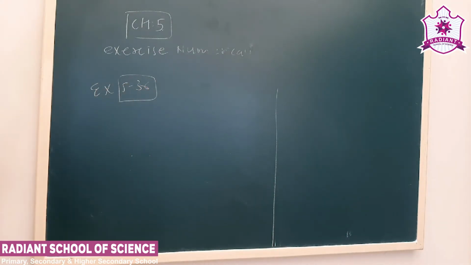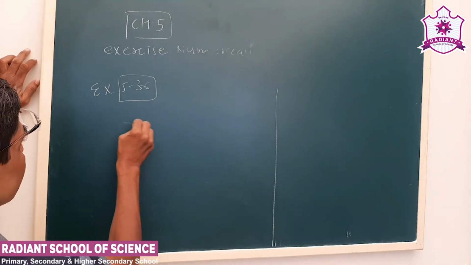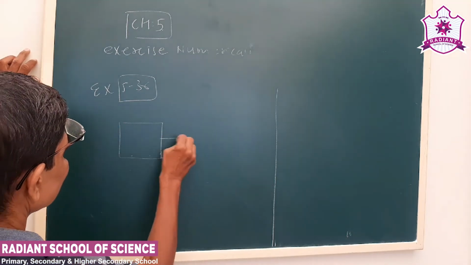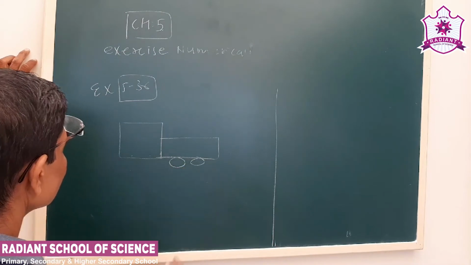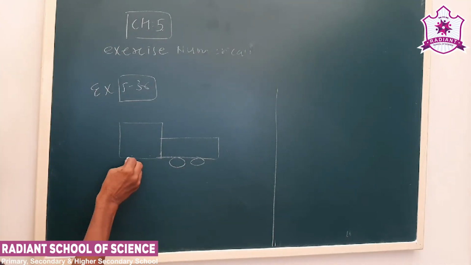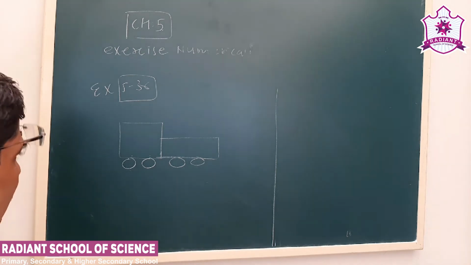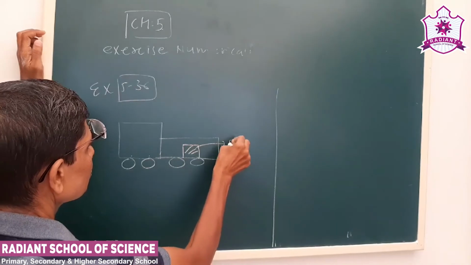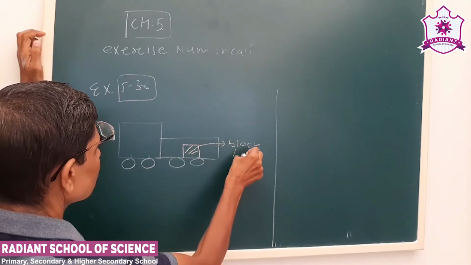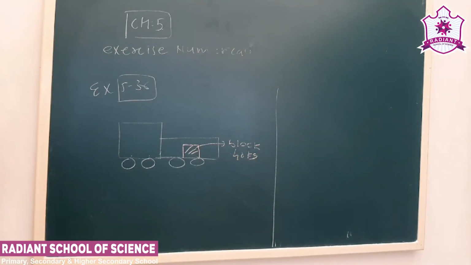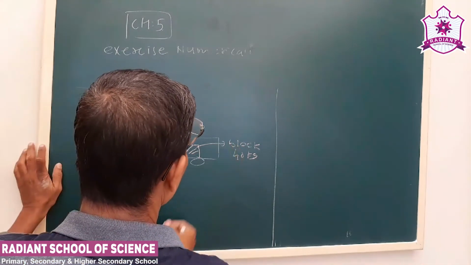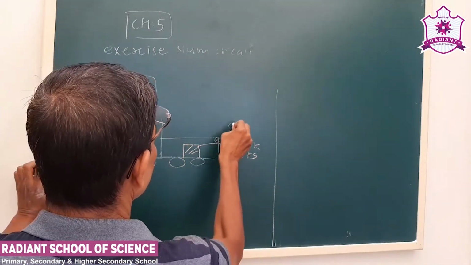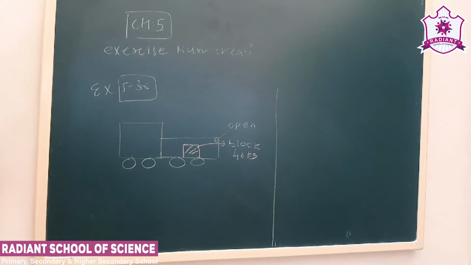Okay, now here also we see a truck is there. Now see, a block of 40 kg is placed. We say the truck is open. Okay, the truck is open.